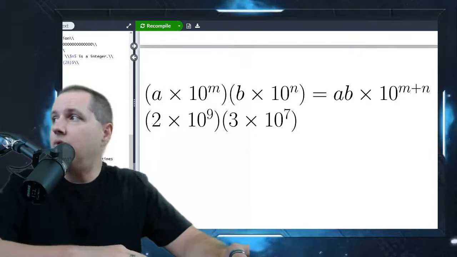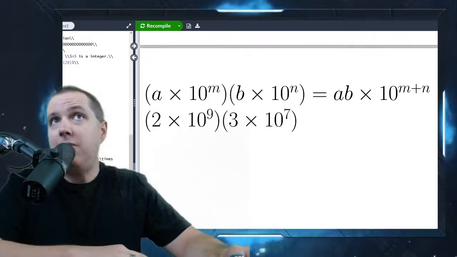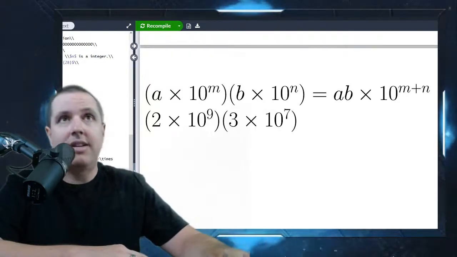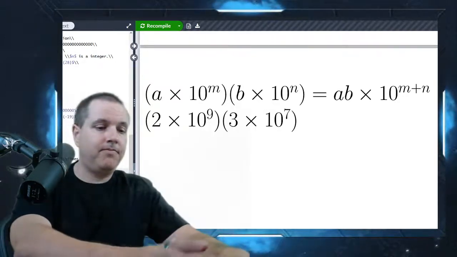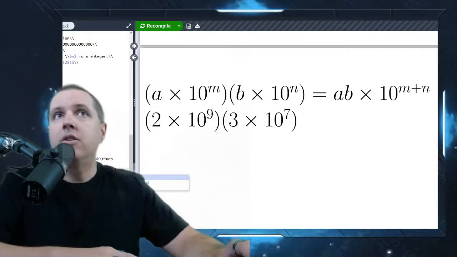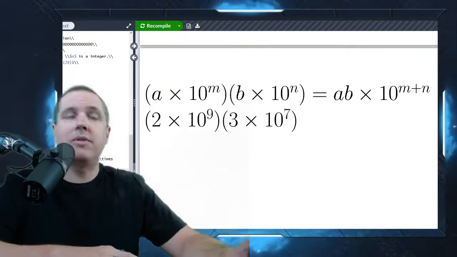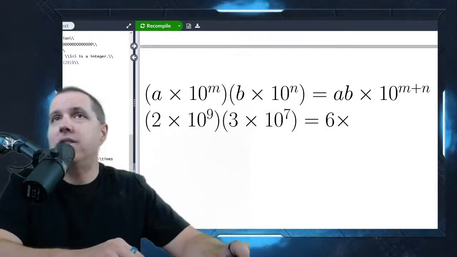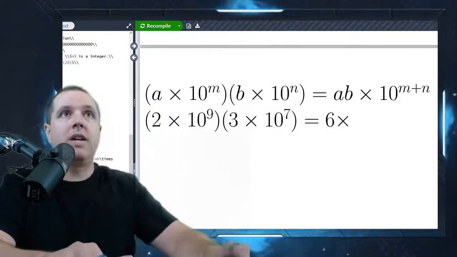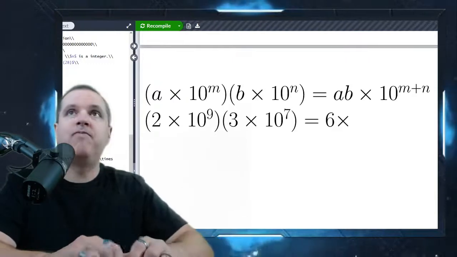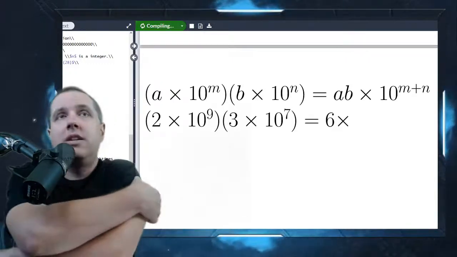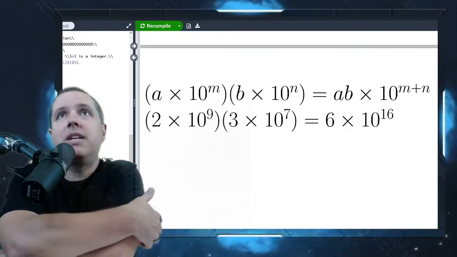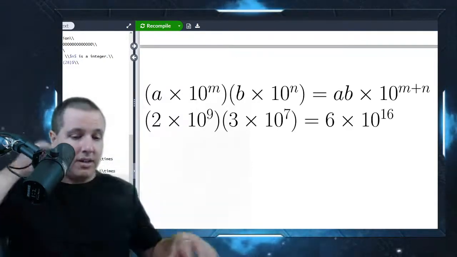What does this equal? Well, my a and b are 2 and 3, right? So I should multiply those together to get 6. So I've got 6 times 10 to the, and now I'm supposed to add those exponents together. So 9 plus 7, 16. So 2 times 10 to the 9th times 3 times 10 to the 7th is going to be 6 times 10 to the 16.